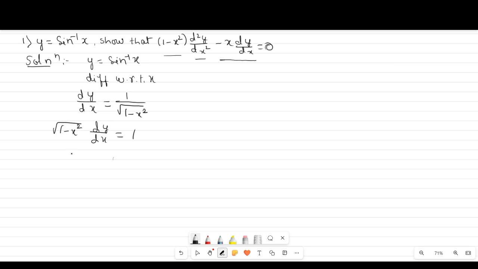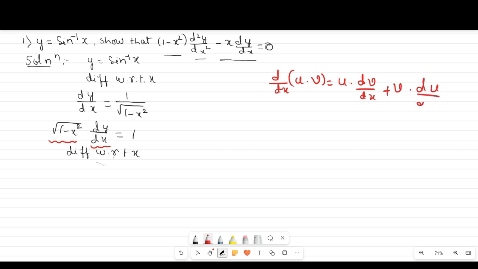Okay. So now I will differentiate with respect to x. Now observe here, we are having two terms. See, this is one term and this is another term. Product rule we should apply. What is that product rule actually? Derivative of u into v: the first function into derivative of the second, plus the second function into derivative of the first function. This is the product rule I'm applying.